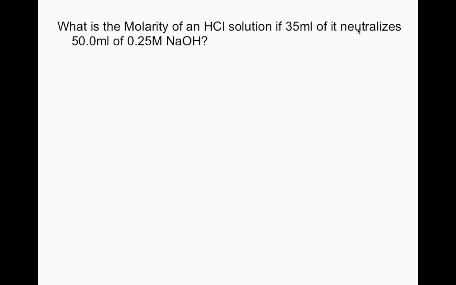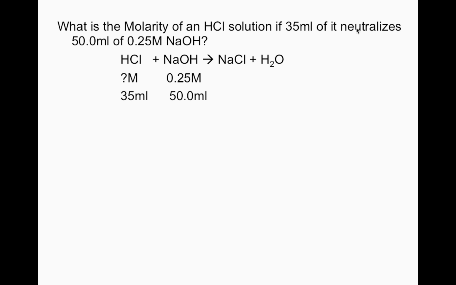We're going to take a look at 2 different problems for titrations. So here's the first question. What is the molarity of an acid solution if 35 milliliters of it neutralizes 50 milliliters of 0.25 molar sodium hydroxide? Here's our chemical equation. I'm going to write down the data below the substances. So 0.25 molar sodium hydroxide, 50 mLs, 35 mLs, what's the molarity?